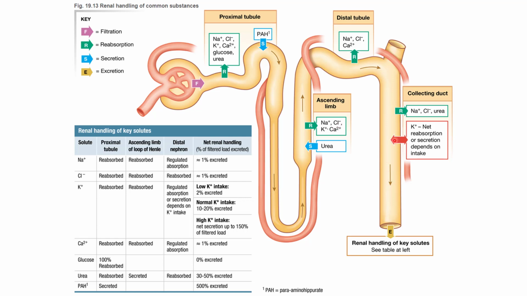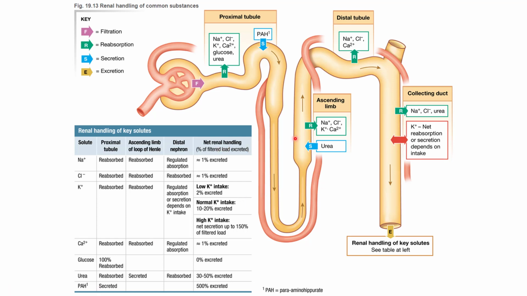But if we have low potassium intake, then we'll have an increase in potassium absorption that occurs in the collecting duct. If we have a really high potassium intake, so we're loading up with potassium, then we won't have hardly any reabsorption of potassium here, and we'll excrete quite a bit.